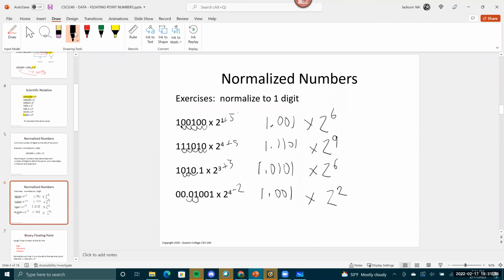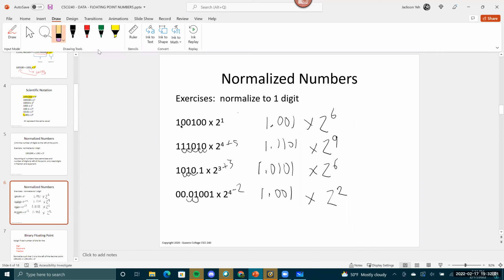Any questions? All right, so no questions. Once you normalize it, that was actually one of the toughest parts, normalizing the number. Can you explain this again, the number 1 and number 2? The first and second one? Okay.